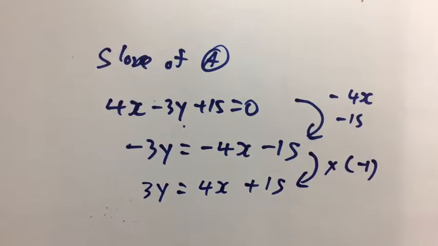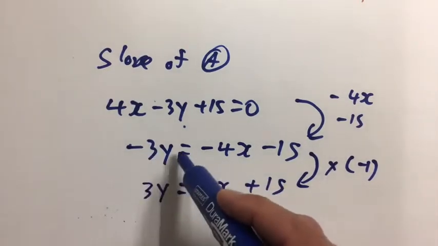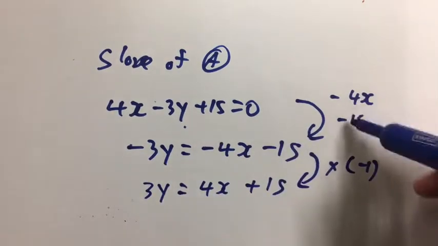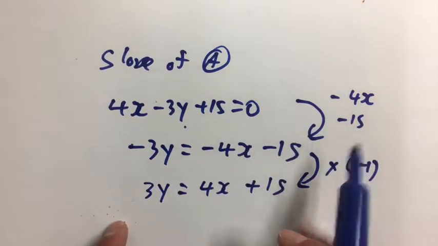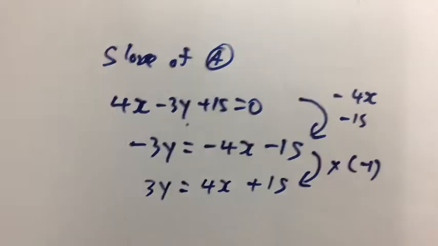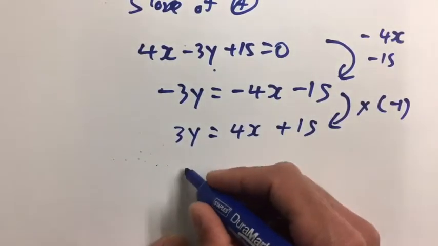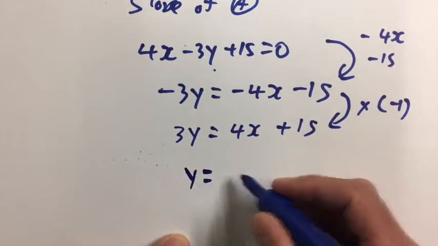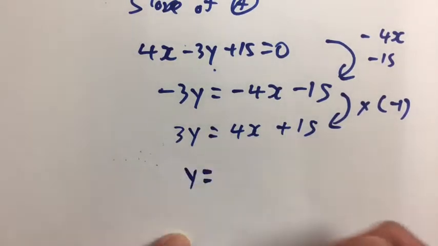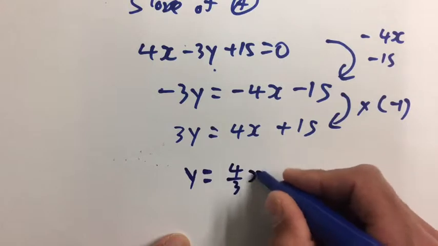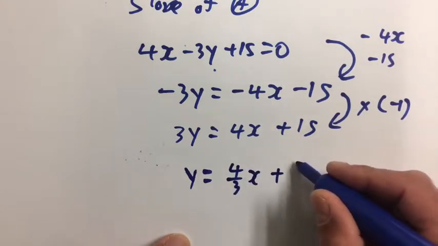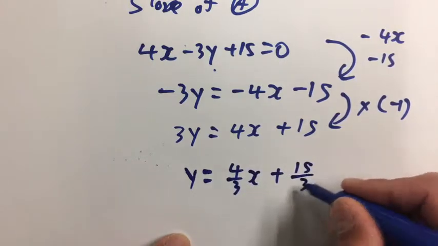Now remember that we're doing some algebra, so whatever we do to the left side of the equation, we do to the right. So these things that I've done here apply to both sides. And what you're seeing is the result after simplifying it out. Finally, I need to get y by itself, so I'm going to divide everything by 3. So y is equal to 4 over 3 x plus 15 divided by 3.